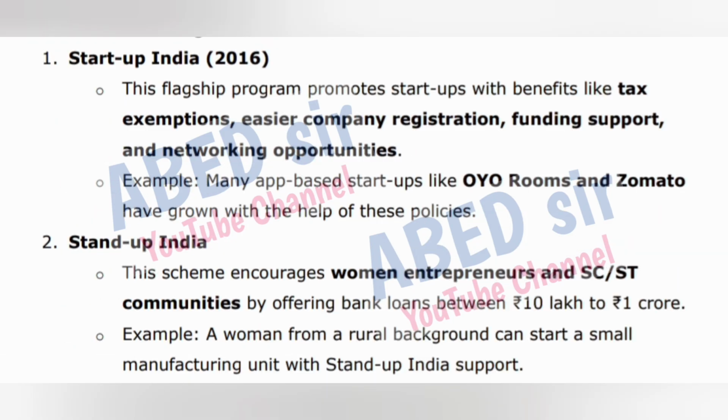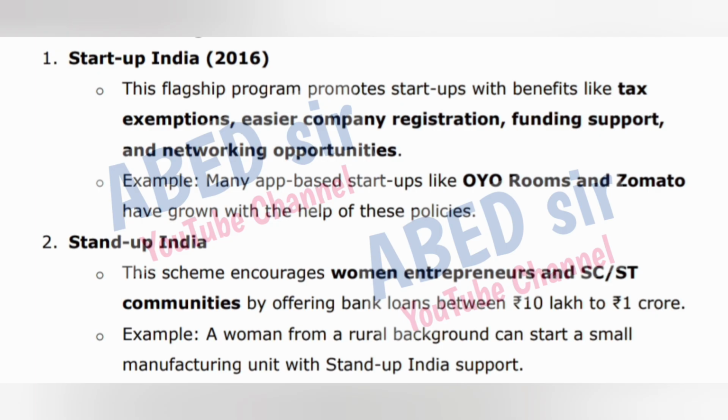1. Startup India, 2016. This flagship program promotes startups with benefits like tax exemptions, easier company registration, funding support, and networking opportunities. Example: many app-based startups like Oyo Rooms and Zomato have grown with the help of these policies.